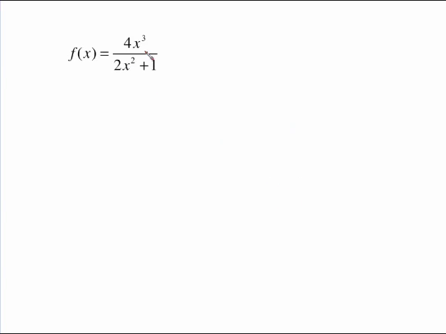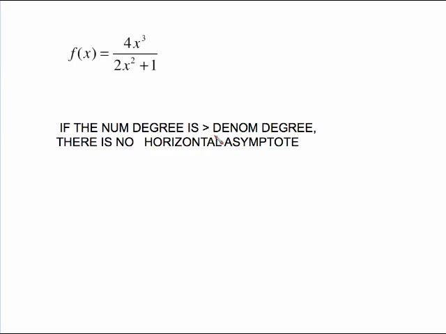Third possibility is that the degree in the numerator is bigger than the degree in the denominator, which says we're not going to have any horizontal asymptote. If the numerator degree is greater than the denominator degree, then there is no horizontal asymptote.